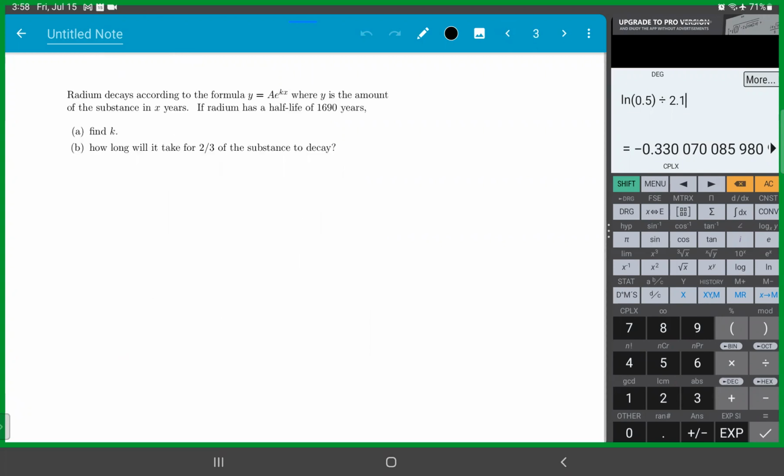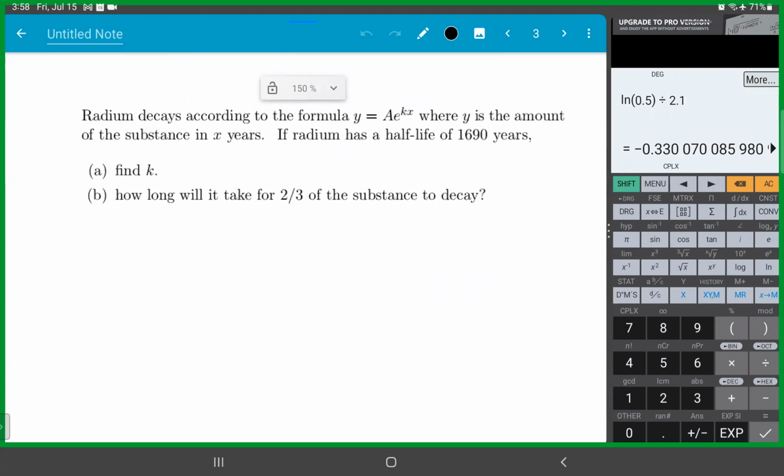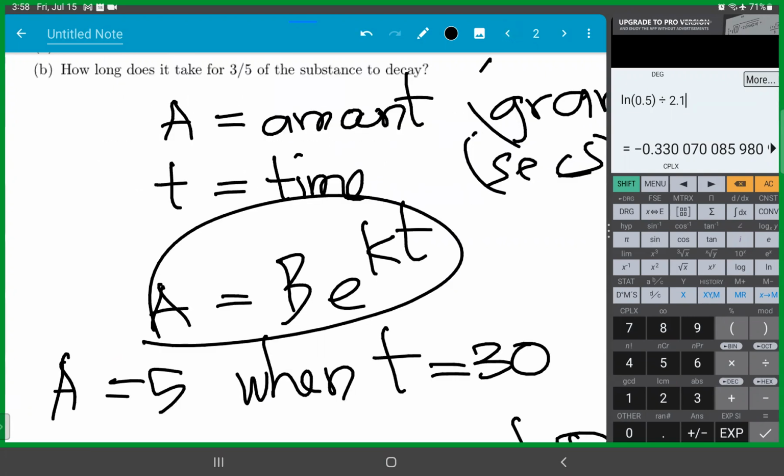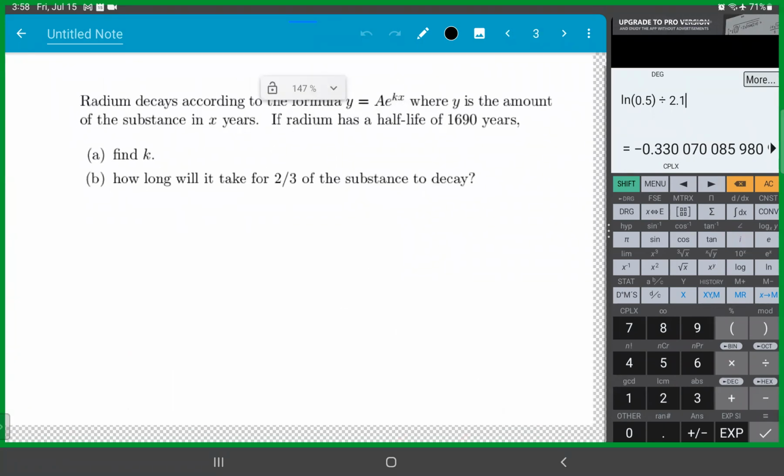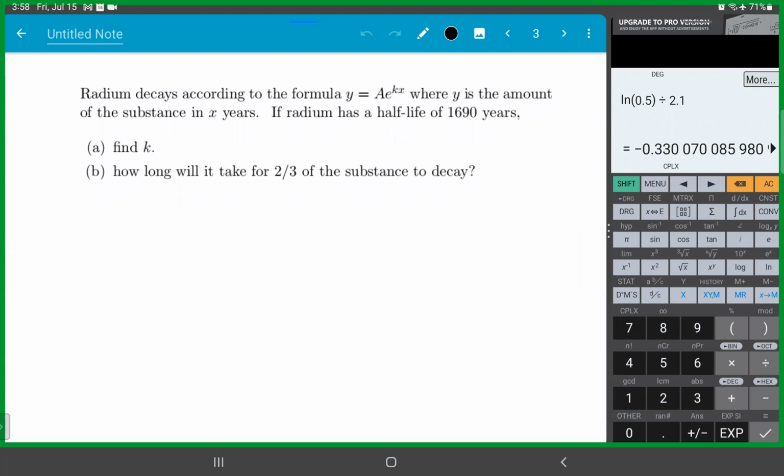But let me go back to this one. So, sorry for that. Hindi ko nakita yung kulang, no? So, okay, let's just do this.